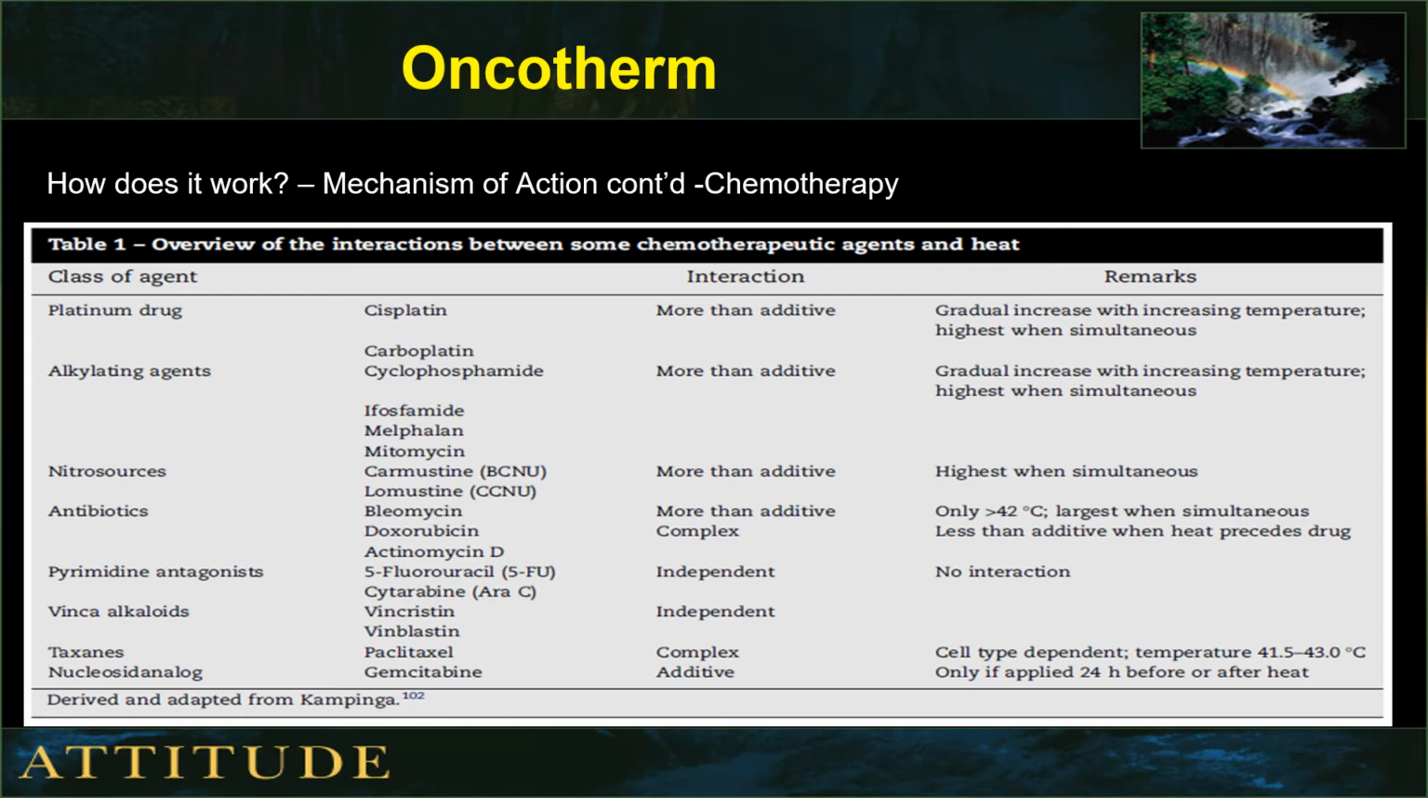If we go across here with the platinum drugs, cisplatin, oxaliplatin, carboplatin, it's more than additive. There's a gradual increase with increasing temperature, and it's highest when it's simultaneous. What does that mean? If they were to receive chemotherapy and concurrently utilize Oncotherm, you're going to have that much more of an impact. Now, unfortunately, in our situation here, we are not privy to administer Oncotherm while they are receiving chemo at the hospital.